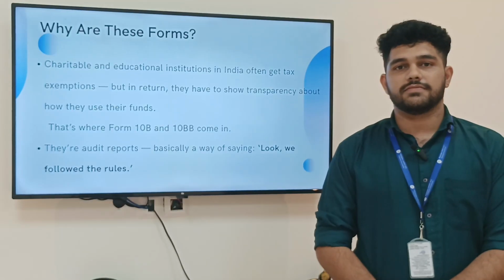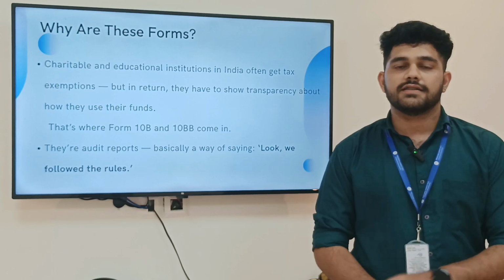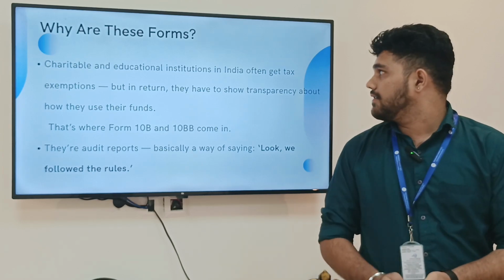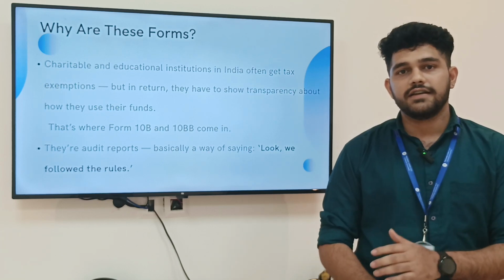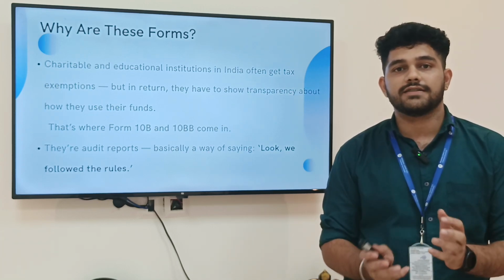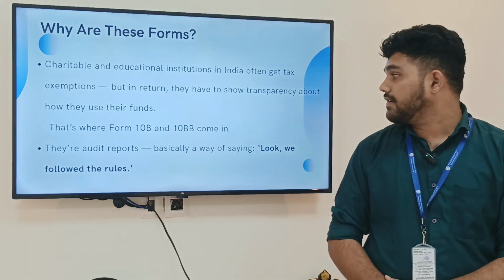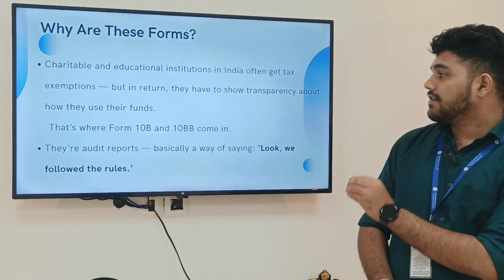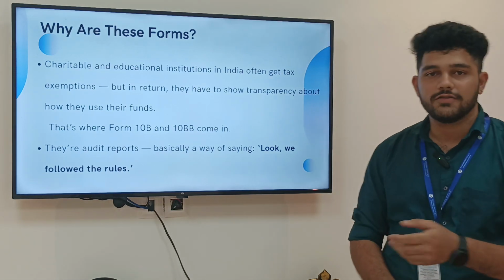So why are these forms needed? In India, some charitable organizations such as hospitals, education institutions and schools get tax exemption. So in return, we have to show some information, to show transparently how their funds are utilized. So that's where Form 10B and 10BB are applicable. They are the audit reports, basically a way of saying, look, we followed the rules.